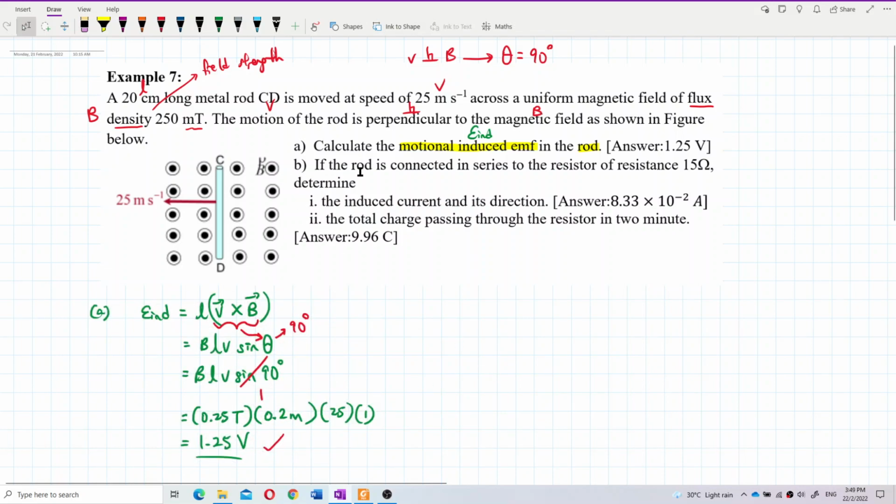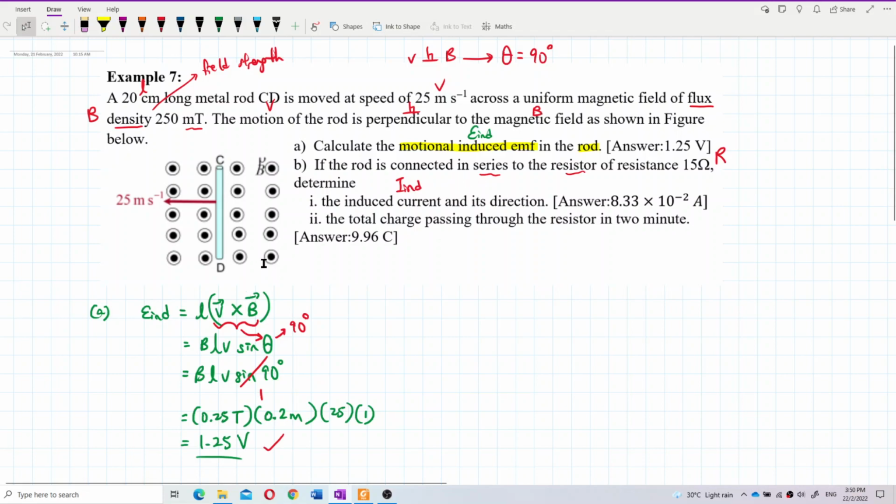B. If the rod is connected in series with a resistor of resistance 15 ohm, determine the induced current and its direction. So now he said that the rod is in series with a resistor of resistance. So find the induced current and the direction.